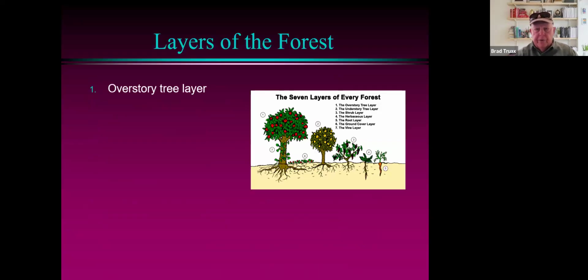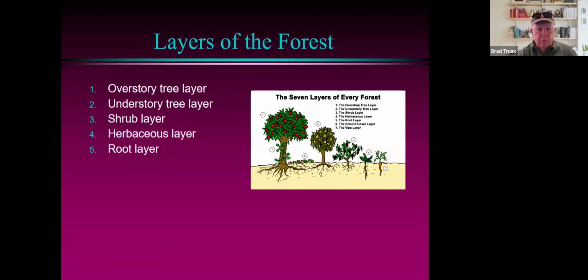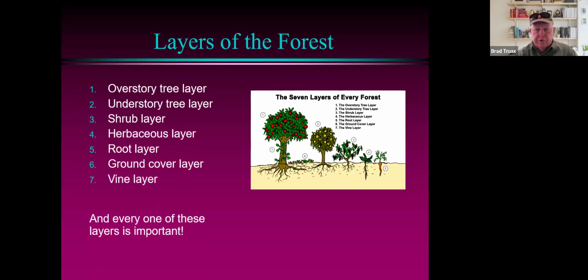There are multiple layers to the forest. Seven are usually recognized. There's an overstory, there's an understory, a shrub layer, an herbaceous layer, a root layer, a ground cover layer, and a vine layer. And every one of these is important.